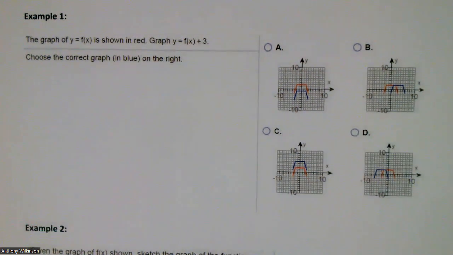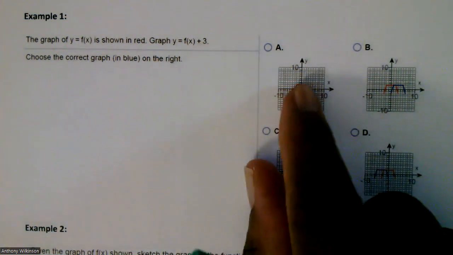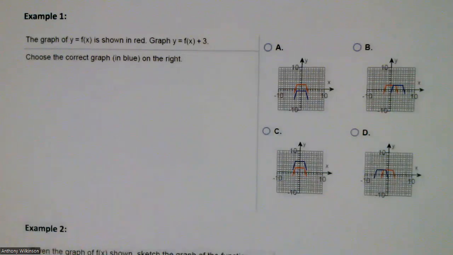Now let's say we had this. The graph of y equals f of x is shown in red. Let's say I want to graph y equals f of, and in parentheses, x plus 3. And you want to choose the graph that's shown in blue on the right. The one in red is y equals f of x, as you can see here. The one that's in blue is the one we want to choose for y equals f of x plus 3.